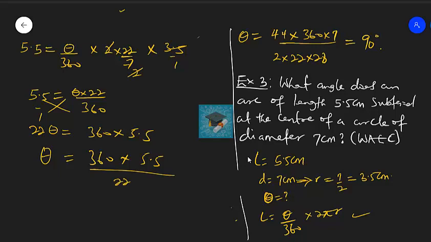Without using a calculator, you can solve this, because 5.5 here is 1, 5.5 here is 4. 4 here is 1, 4 here is 90. So you can say your theta is 90 degrees. But if you cannot do this, you can just use your calculator all through. Then you're going to get an angle of 90 degrees. So the angle subtended at the center is 90 degrees.